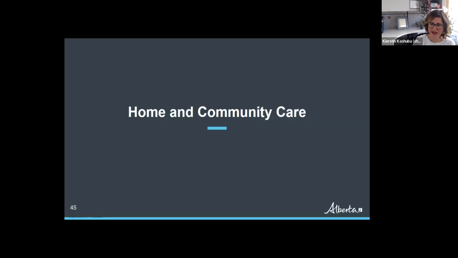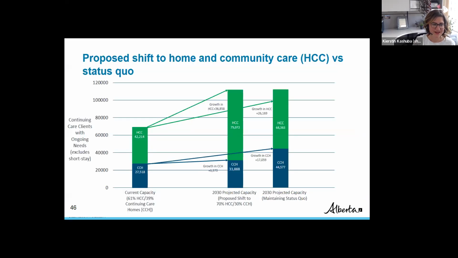Next slide, perfect. And again, so home and community care. So right now, the continuing care system supports approximately 60% of all continuing care clients through home and community care, and approximately 40% of continuing care clients in continuing care homes. That's designated supportive living or long-term care.